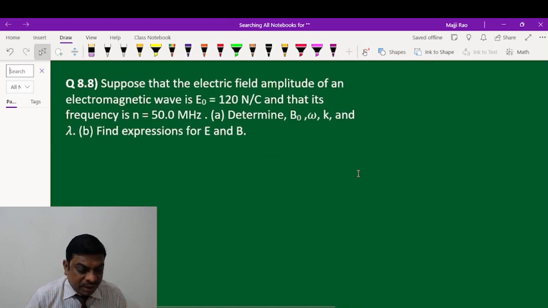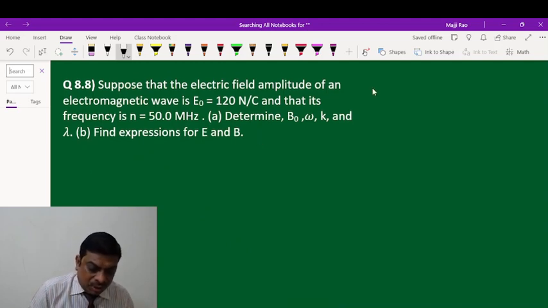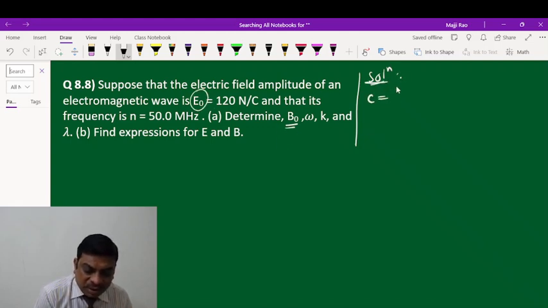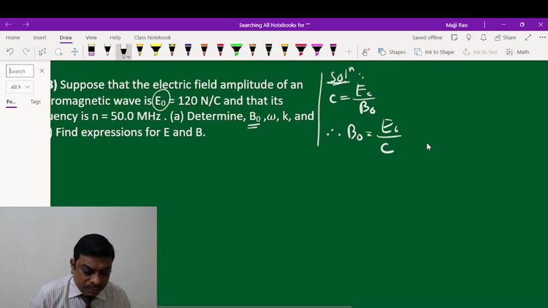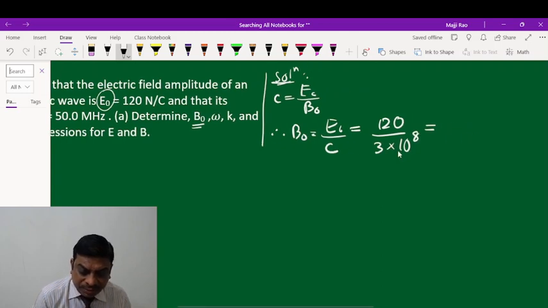Suppose that the electric field amplitude of an electromagnetic wave is this much, and that its frequency is n equal to this much. Determine B naught, omega, k and lambda. So B naught can be found from E naught using this formula: c is equal to E naught by B naught. Therefore, B naught will be E naught by c. E naught is 120 in SI, and c is 3 into 10 to the power 8 meters per second. So finally we have 120 by 3 into 10 to the power 8, which is 4 into 10 to the power minus 7 tesla.